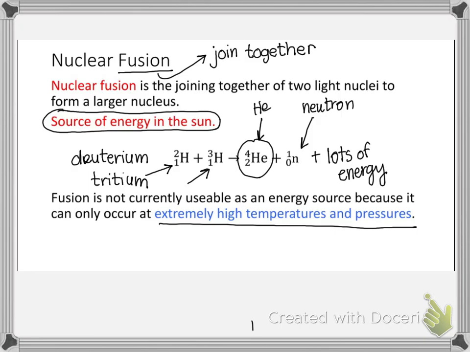But maybe someday, I don't know, there are people who are skeptical that this will ever happen, but maybe someday in the future, this could be a way that we could produce the electricity we need without some of the negative things that go along with nuclear fission reactions. So this is the reaction, and what I want you to know is that this is the source of energy in the sun.